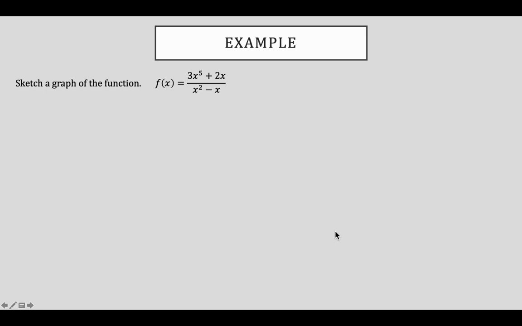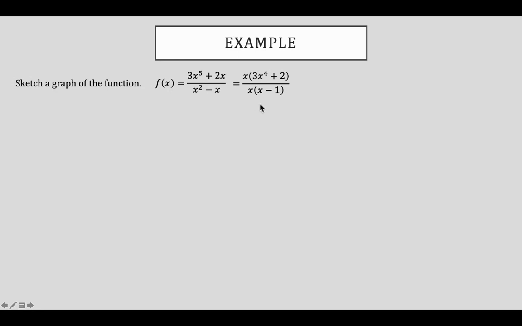All right, let's do one final example of sketching a graph of a rational function. Here we have the function f of x is equal to 3x to the fifth power plus 2x divided by x squared minus x. Again, this is a rational function because we have a polynomial divided by a polynomial.